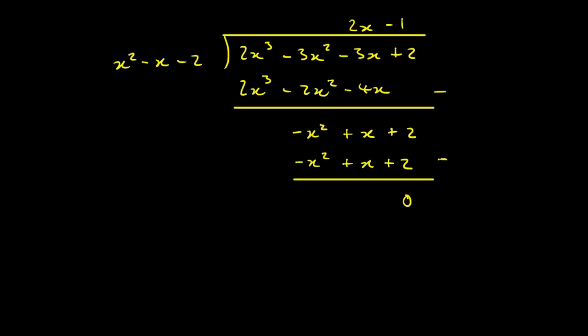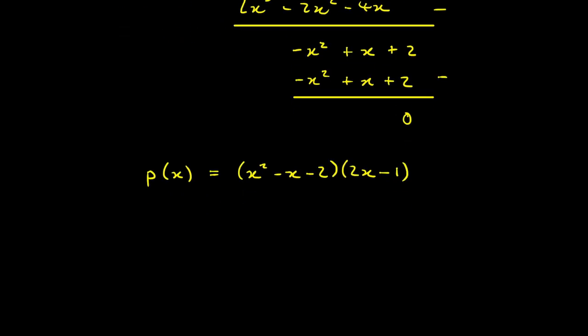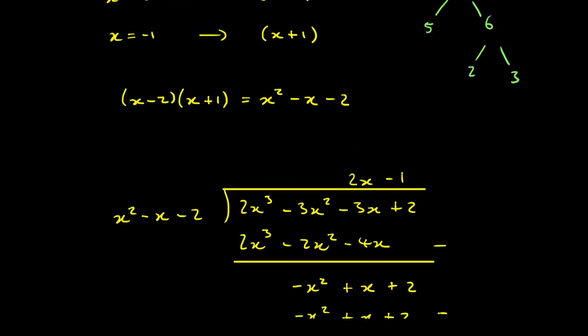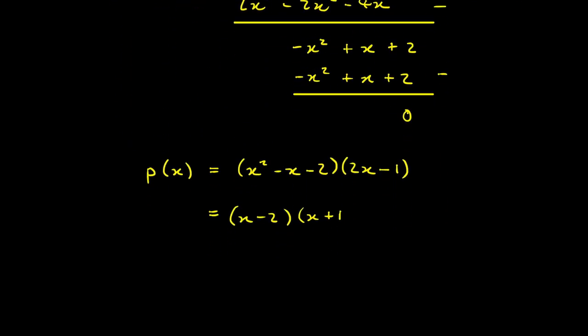So what have we just shown? We have basically shown that the polynomial can be factorized as x squared minus x minus 2 times by 2x minus 1. And of course, we knew that that quadratic term is equal to x minus 2, x plus 1. Yeah, x minus 2, x plus 1.